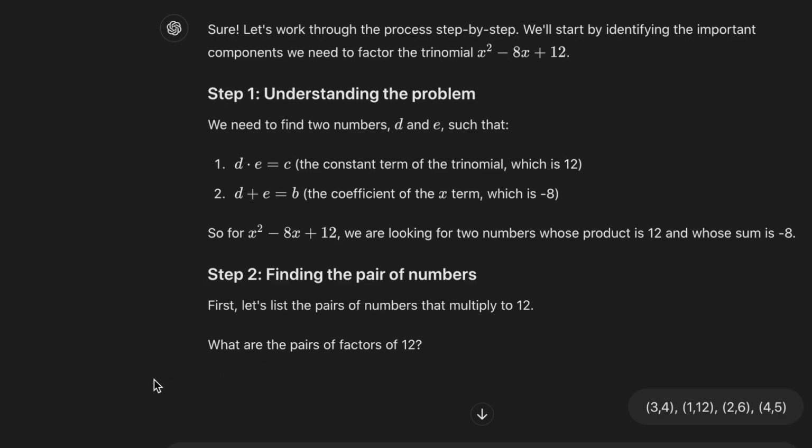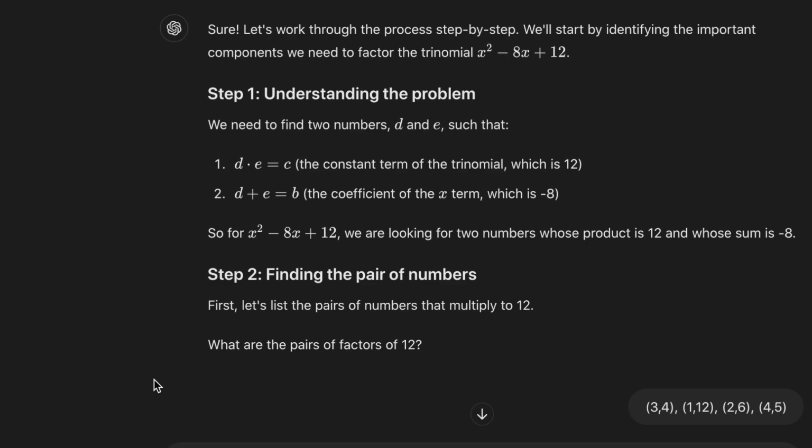Step 1. Understanding the problem. We need to find two numbers, d and e, such that 1. d times e equals c, the constant term of the trinomial, which is 12. 2. d plus e equals b, the coefficient of the x term, which is negative 8. So for x squared minus 8x plus 12, we are looking for two numbers whose product is 12 and whose sum is negative 8.